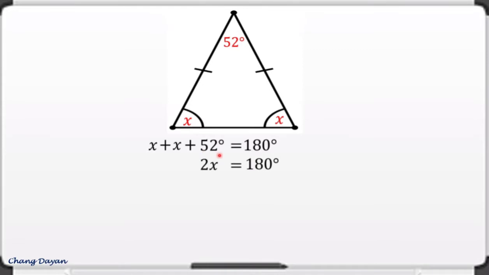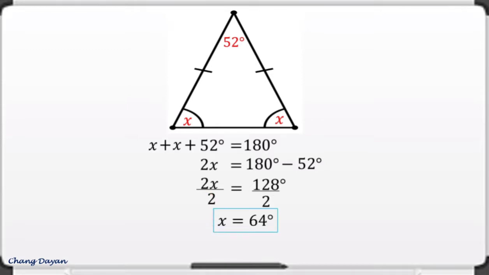Transpose 52 degrees to the other side, and we'll get minus 52 degrees. Then subtract 180 degrees minus 52 degrees. The correct answer is 128. Divide both sides by 2. Therefore, x is equal to 64 degrees.